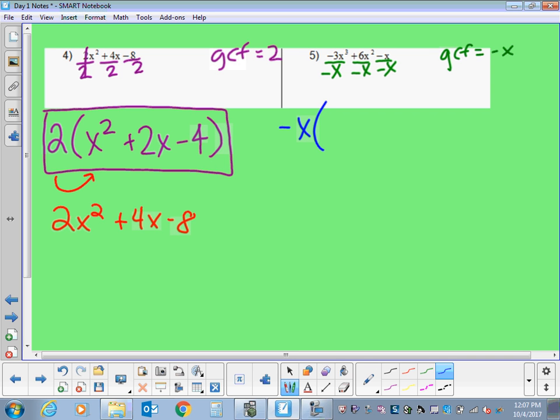Now let's divide. -3 divided by -1 is basically +3. X cubed divided by x leaves us with just x squared. You guys finish this. My board is off, so I'm gonna fix it. Okay, so +6 divided by -1 is -6, and then x squared divided by x. We're done with that.